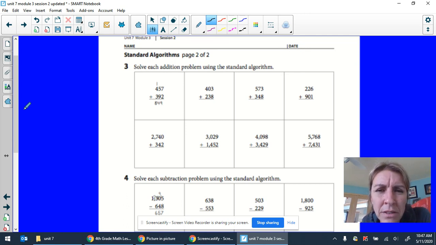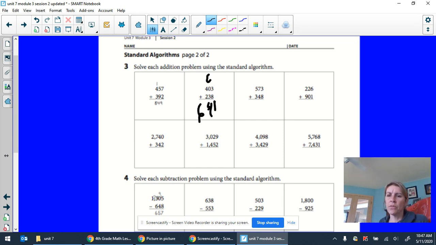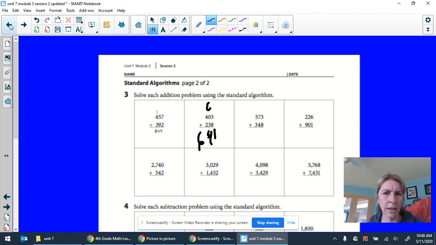So 403 plus 238, always start with the ones, move right to left. So 8 plus 3 is 11, carry the 1. Now we're adding. 3 plus 0 plus 1 more is 4. And 2 plus 4 is 6. So 641. Again, move. And this is different. So don't let them confuse you. We're not multiplying now. We're just adding. And I believe we did this in Unit 4. So just remember, start with ones, tens, and so on and so forth with adding and subtracting.